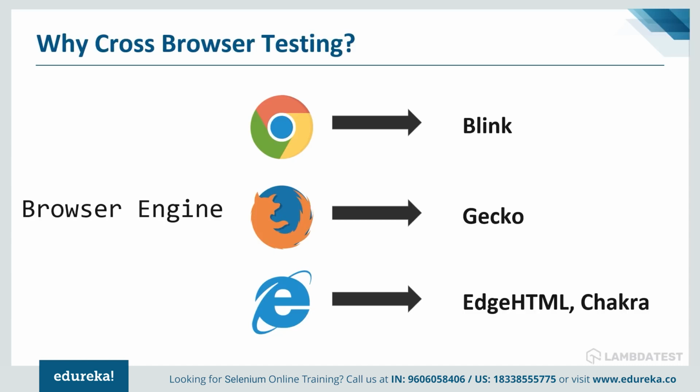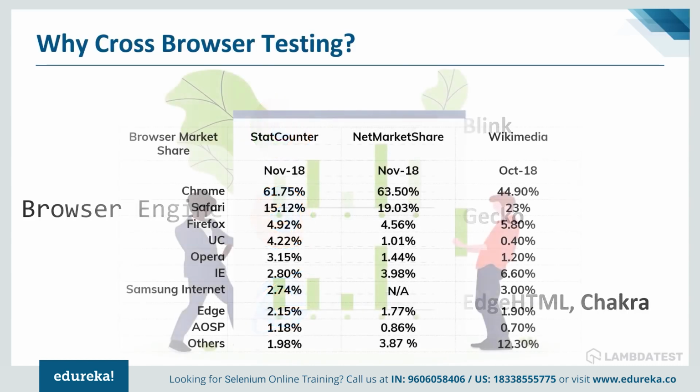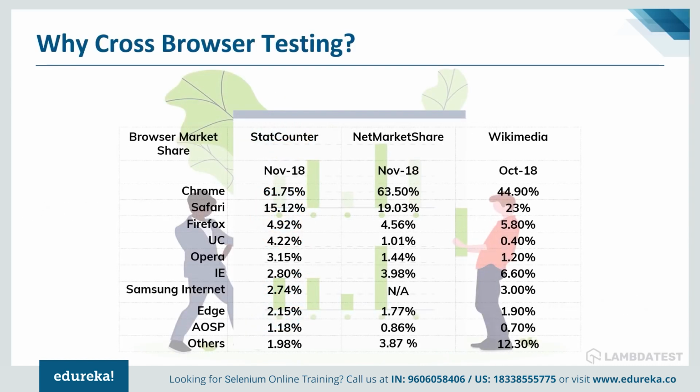So in order to get a better perspective, let's look at the stats here. Chrome is 61% popular and its market share is 63.50%, which is the highest value when compared to other browsers. Whereas Safari owns about 19% of the market share, and other browsers have much less market share than these browsers.